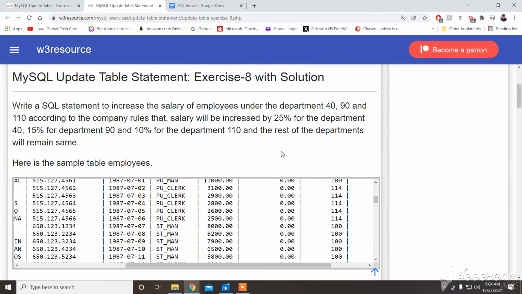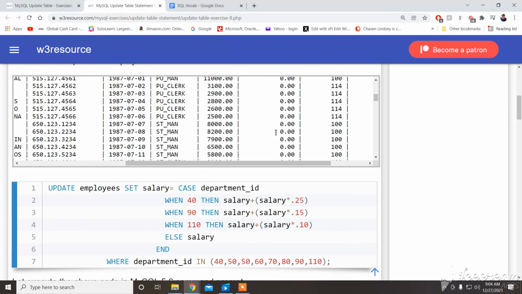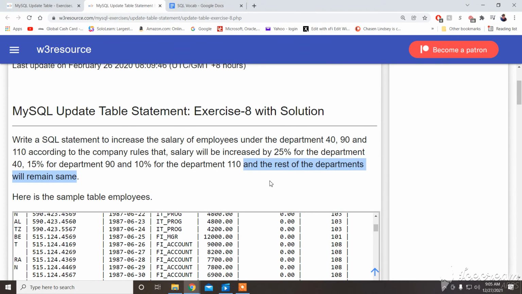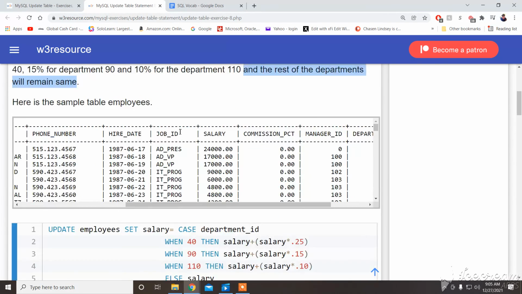Now continuing the vocab. Okay, 25% for the department for department 110. Alright, and the rest of the departments will remain the same. Oh, hold up. I think I messed that up. I was distracted.